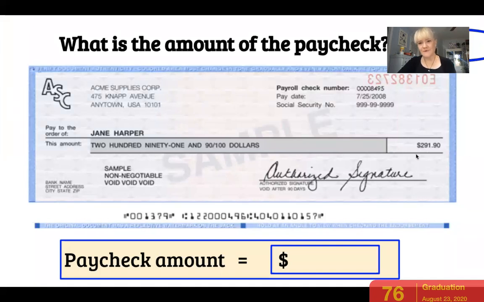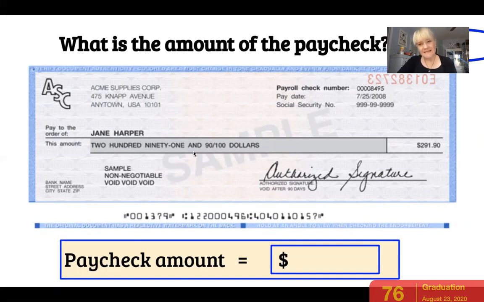Let's go look at the numbers here on the right. It says 291.90. That means $291.90. So what is the paycheck amount, or what is the amount of the paycheck? Right here. So there's two places that you can find it. You can find it in a number on the right side of a check, or you can find it written out in words. Why do they write it in words?